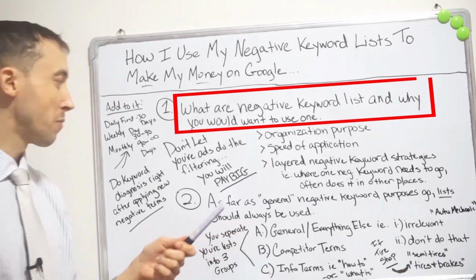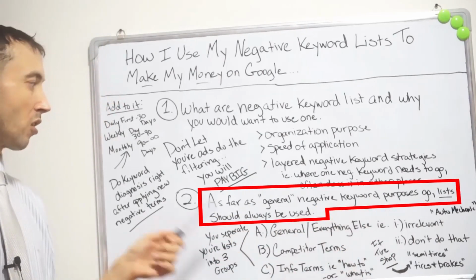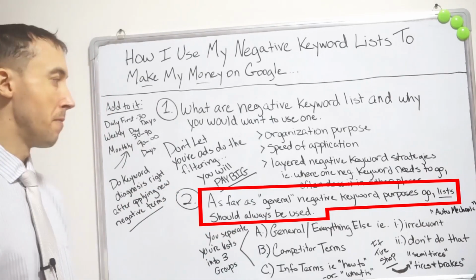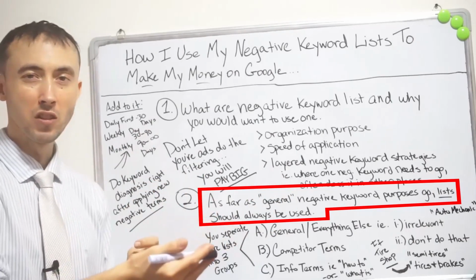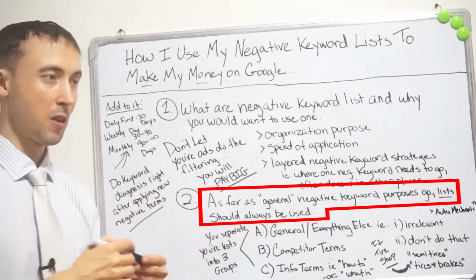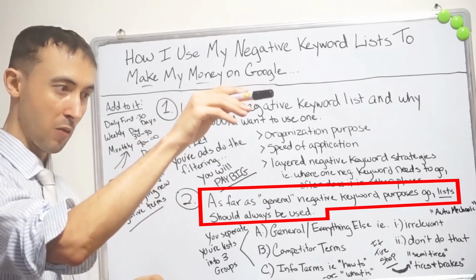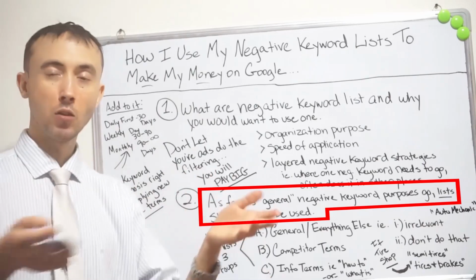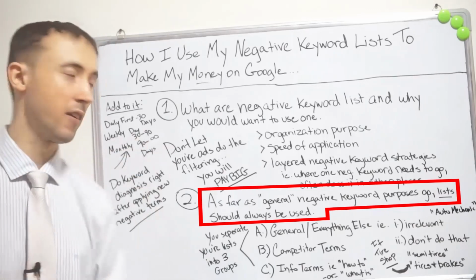Anyway, moving on. The second thing to mention about negative keywords, as far as general negative keyword purposes go, is that lists should always be used. What I mean by general is, going back to what I said before, a lot of people, because they either don't know or they're just lazy, see a negative keyword in their search terms report, click the checkbox, click add as negative keyword, and they don't do anything else. They don't apply it to a bunch of other campaigns, but it should be universally used in some way.